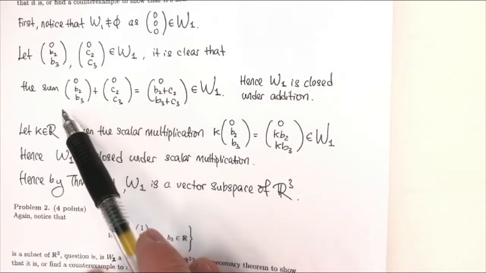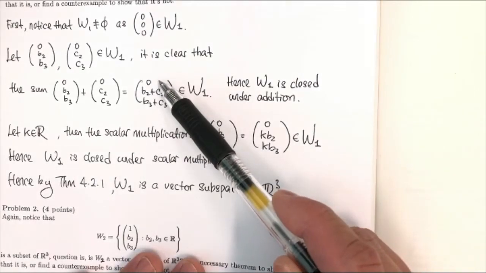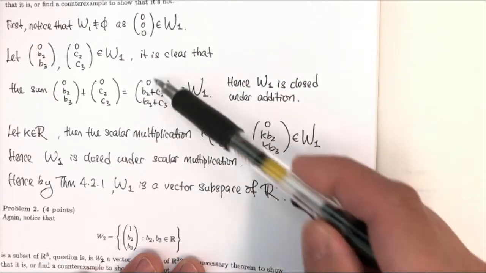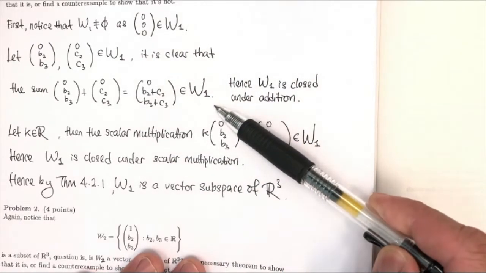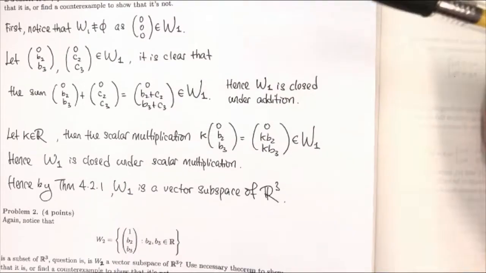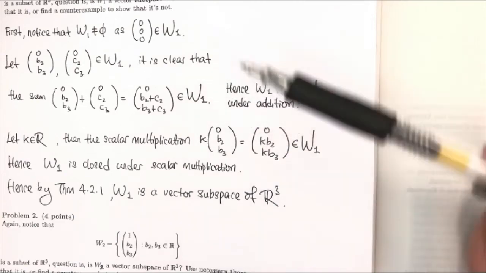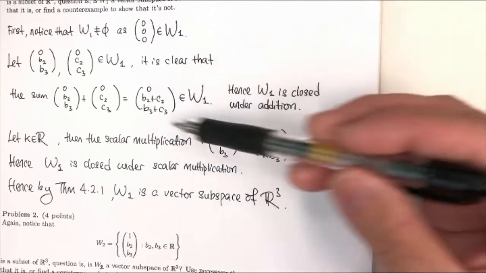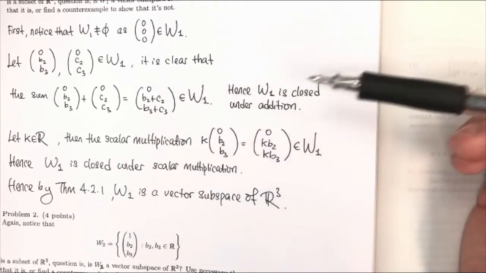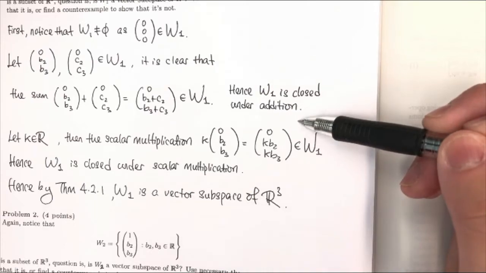So if you take the sum of these two vectors, you can see that the result is (0, B2 plus C2, B3 plus C3), and this is in W1. This is in W1 because this is 0, and then this is a real number, and this is a real number. So this is in W1. This is what we want to show. It is also nice after you do this computation to write a conclusion. Like, okay, what does this computation tell us? These computations tell us that W1 is closed under addition.